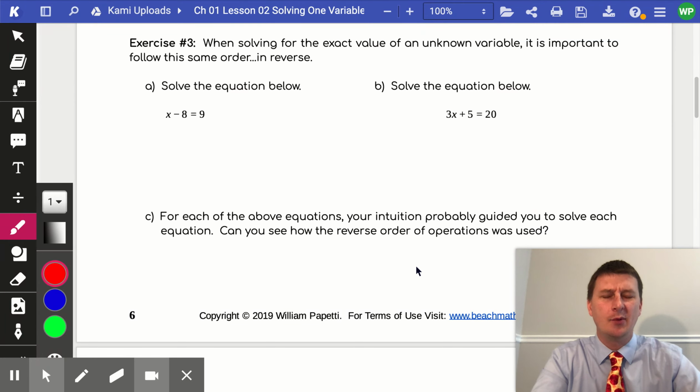Algebra 1. And we're continuing on in our second lesson of this whole entire long, great curriculum where we're going to be looking at solving one variable linear equations. And in exercise number 3, it says when solving for the exact value of an unknown variable, it is important to follow the same order of operations but in reverse. So we're going to be doing that PEMDAS that we looked at up top, that order of operations, but we're going to do it backwards in reverse.